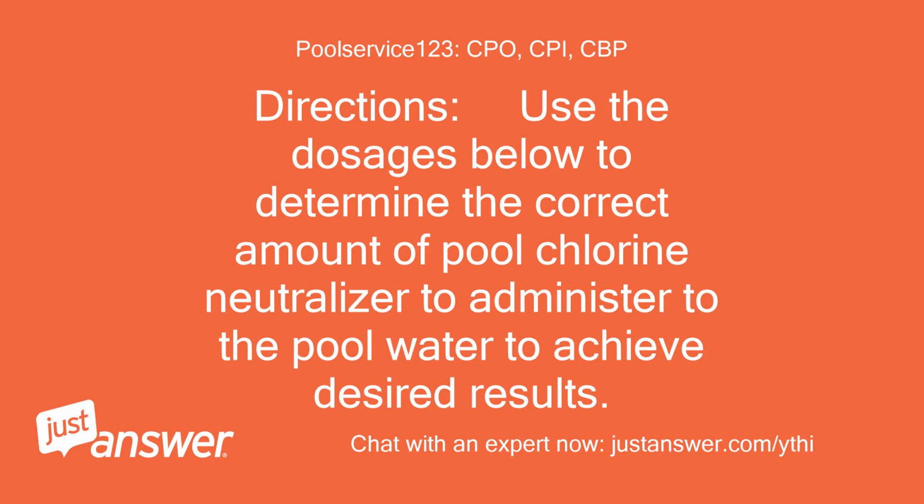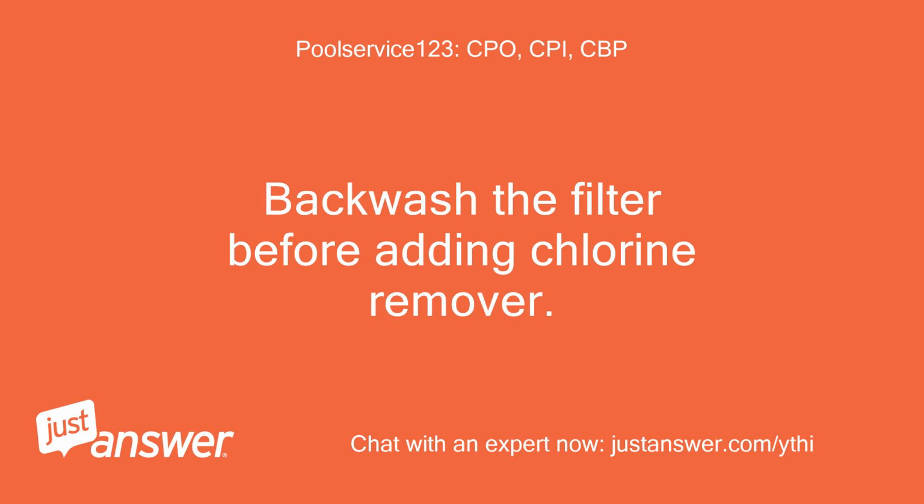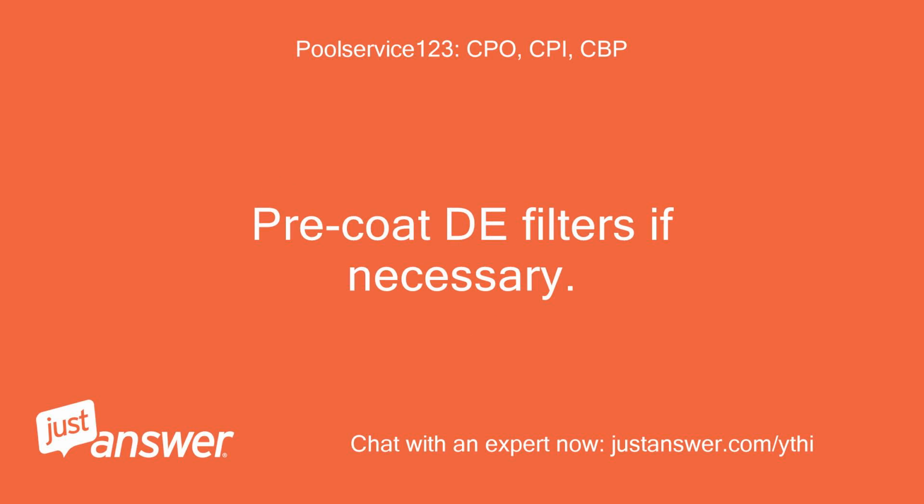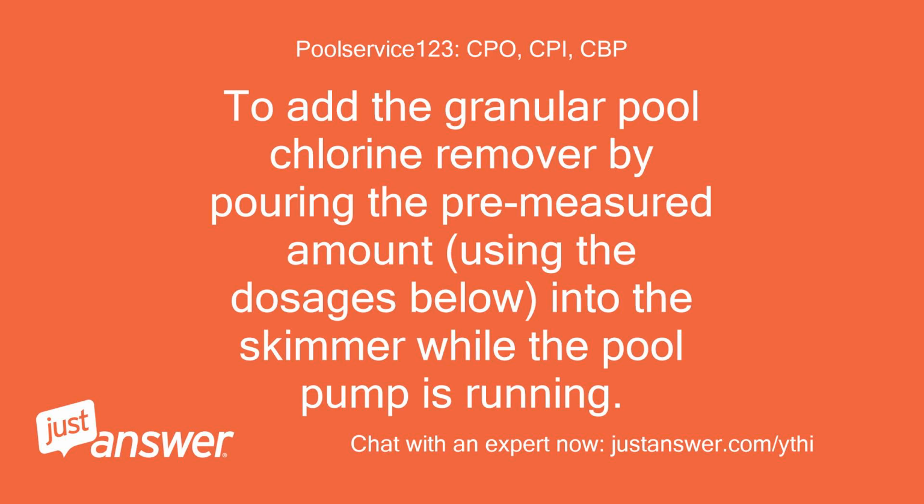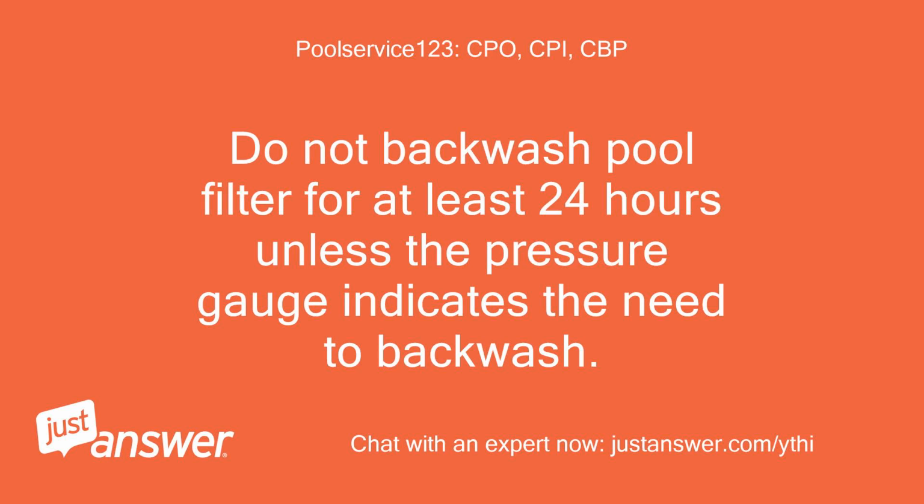Directions: use the dosages below to determine the correct amount of pool chlorine neutralizer to administer to the pool water to achieve desired results. Backwash the filter before adding chlorine remover. Pre-coat the filters if necessary. Add the granular pool chlorine remover by pouring the pre-measured amount, using the dosages below, into the skimmer while the pool pump is running. Do not backwash the pool filter for at least 24 hours unless the pressure gauge indicates the need to backwash.